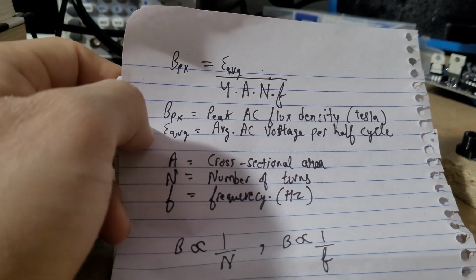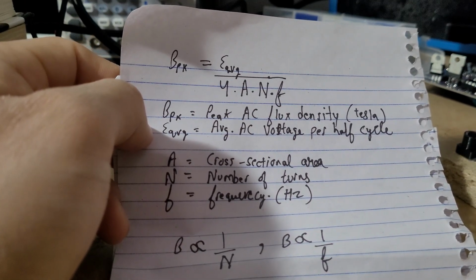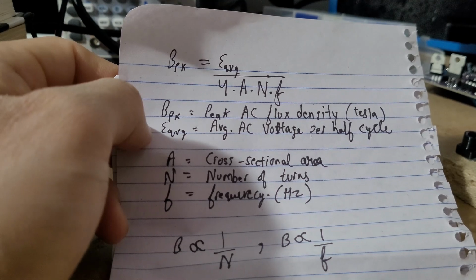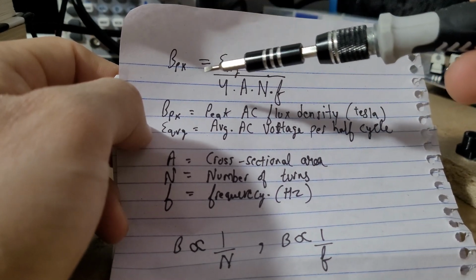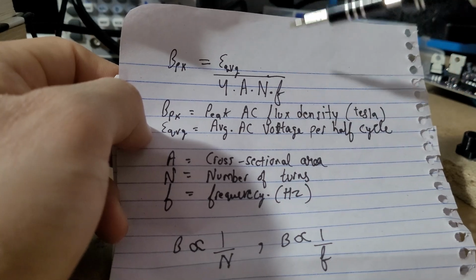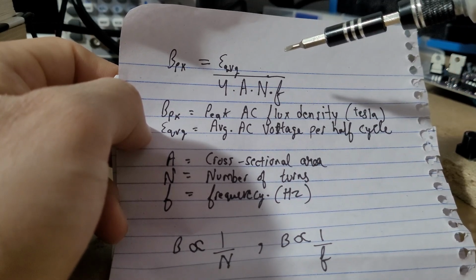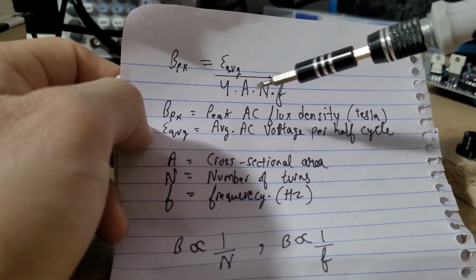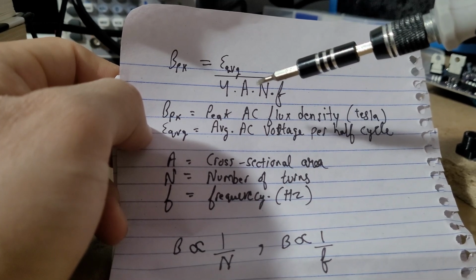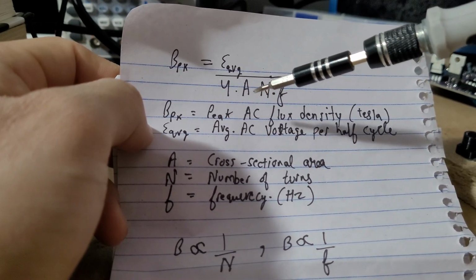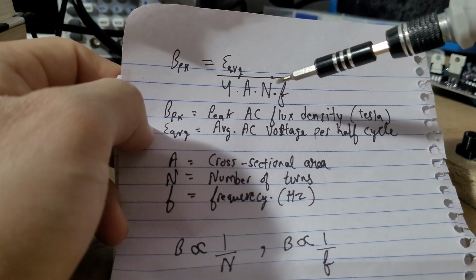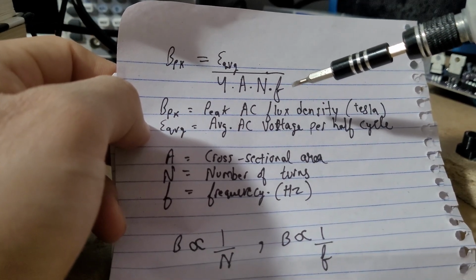Hello everyone, today we will look at transformer core saturation on an oscilloscope and a way around it. B is the magnetic flux density, E is the average applied AC voltage, A is the cross-section area of the transformer, or how big or small the transformer is, N is the number of primary turns, and F is the frequency that we are using.